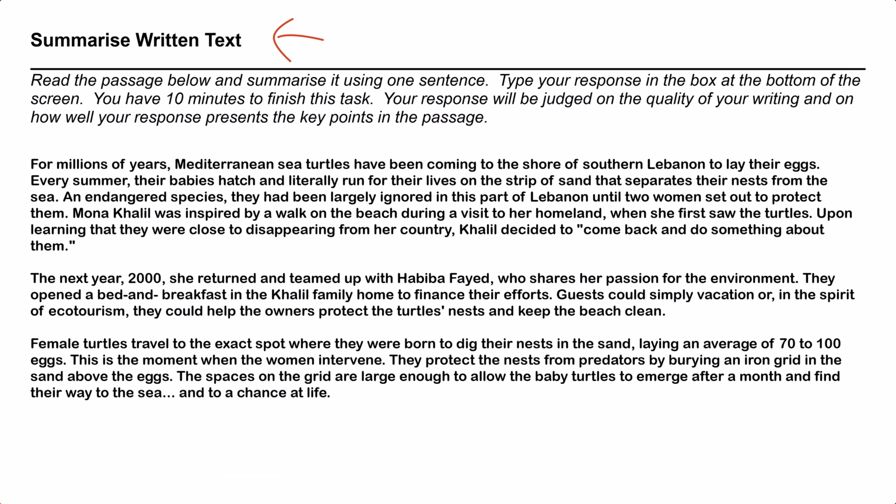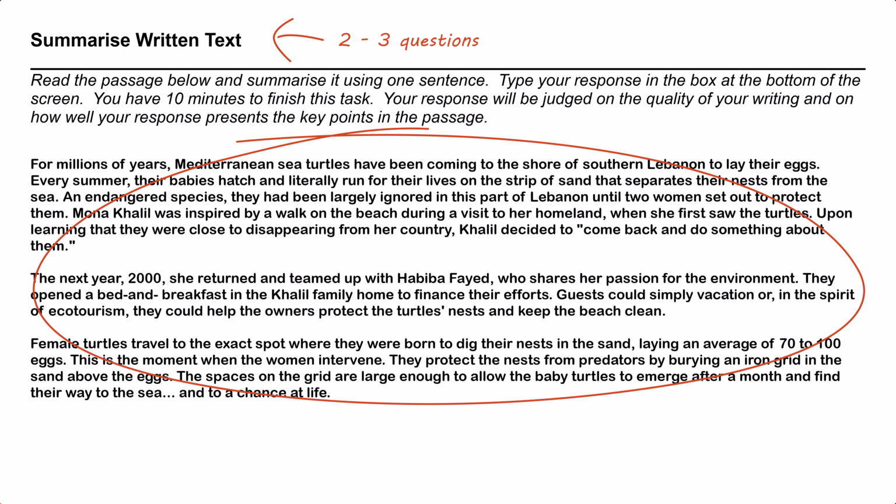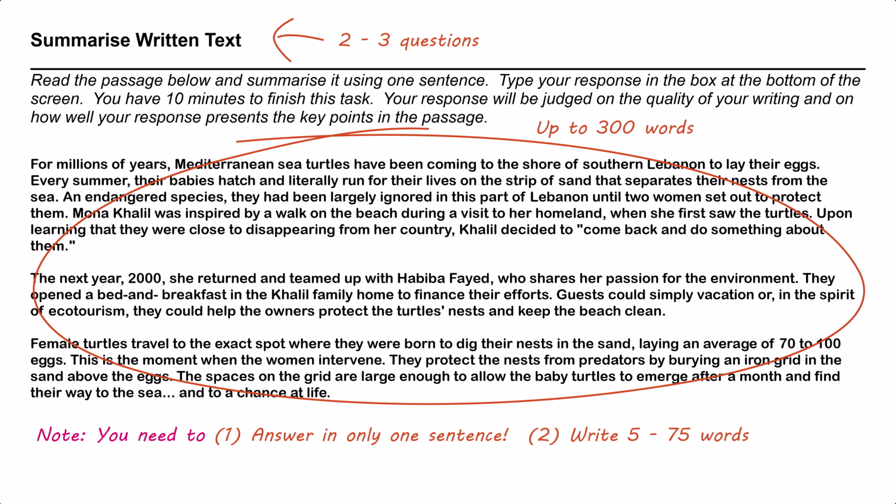Summarize Written Text is the 7th question type in the PTE test and the first writing question. There are 2 or maybe 3 of these questions per test. So you read a 300-word text and you write a 1-sentence summary of it. Only 1 sentence, or you get 0 points. And that sentence must be between 5 and 75 words, or again, 0 points.